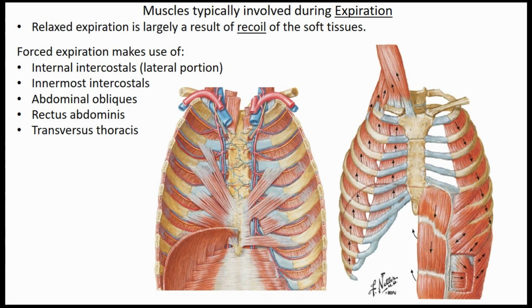But if you're running really fast and you're breathing hard, you have to push air out of your lungs much faster than it wants to leave of its own accord due to just elastic recoil. So when that's going on, you have to make use of other muscles. And forced expiration makes use of mostly abdominal muscles. Now let's think about that for a second. We haven't talked about the abdominal muscles, so why would they be involved in changes in the thoracic volume?